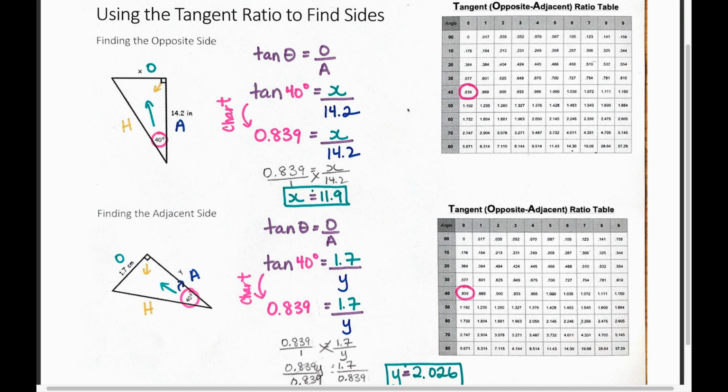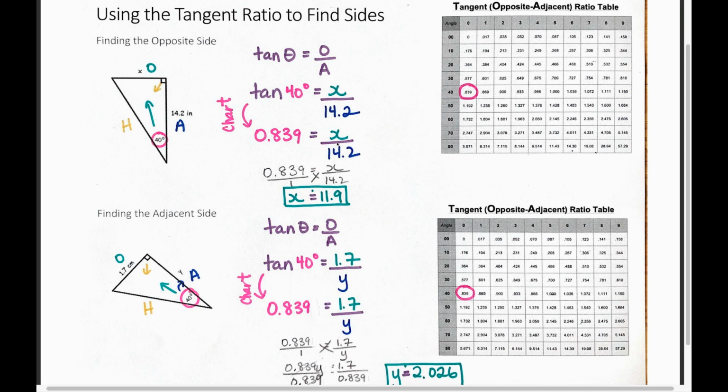So I'm going to look over at 40 degrees. So there's my 40. That ratio for all right angle triangles, no matter how big or small they are, will be 0.839. So tan of 40 using my chart is going to be replaced by the ratio 0.839. So that means that 0.839 is equal to x over 14.2. So now what we need to do is isolate for x.